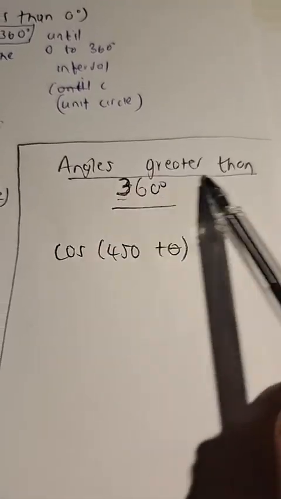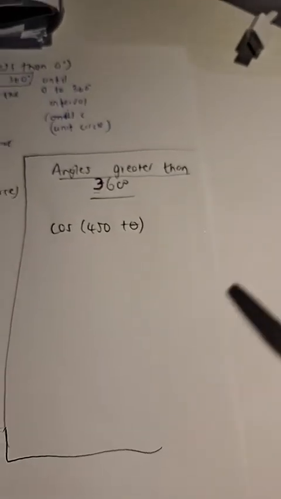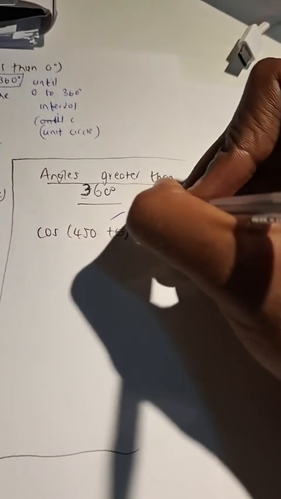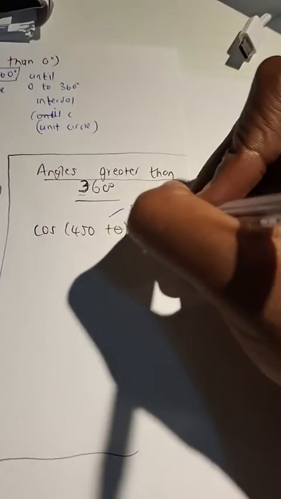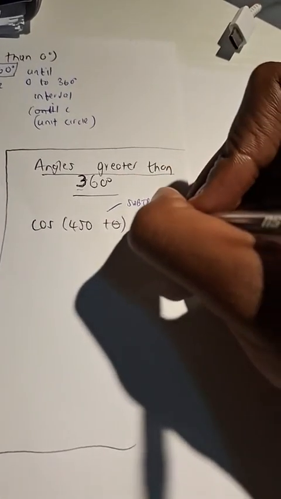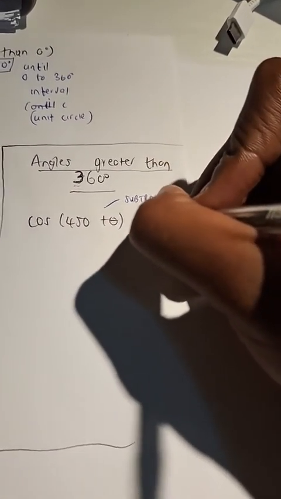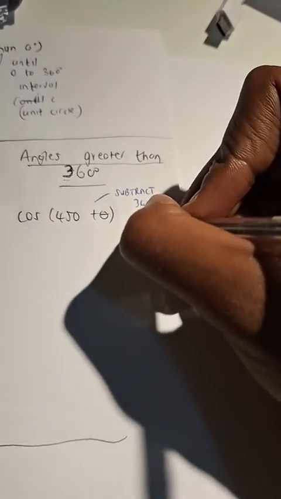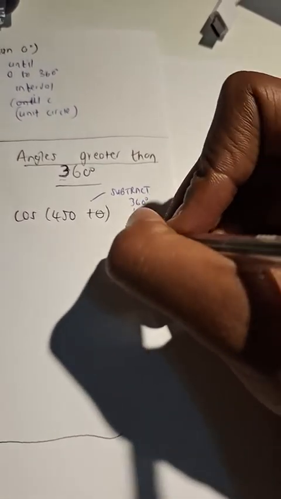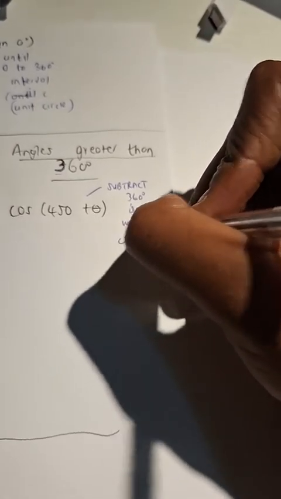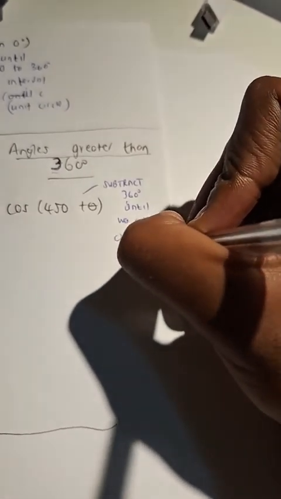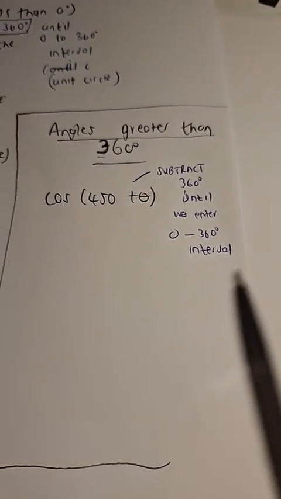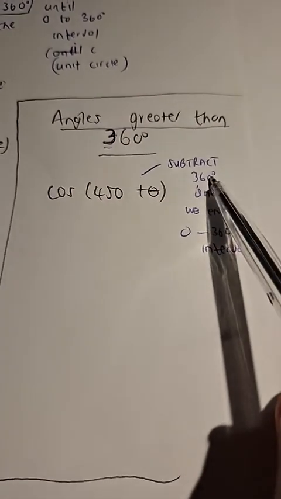So since the angle is greater than 360, what would we do this time round? Instead of adding 360, we are going to subtract 360 degrees, however many times, until we enter the 0 to 360 interval. So this is basically what we are doing with angles greater than 360. We subtract 360 until.